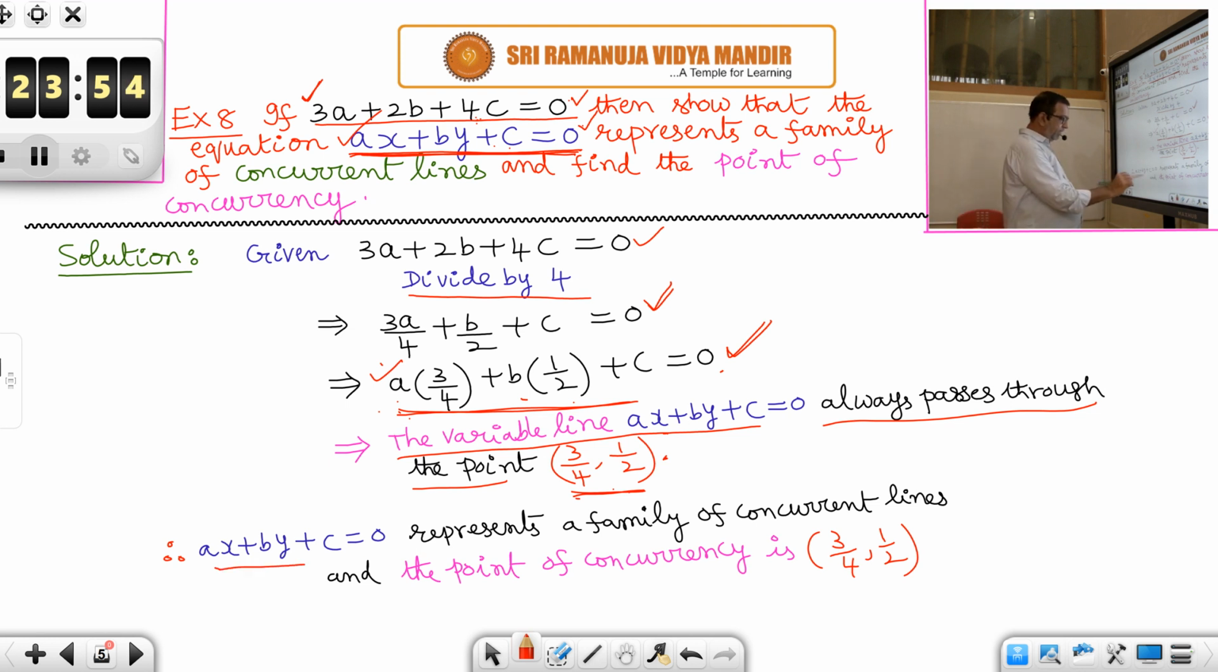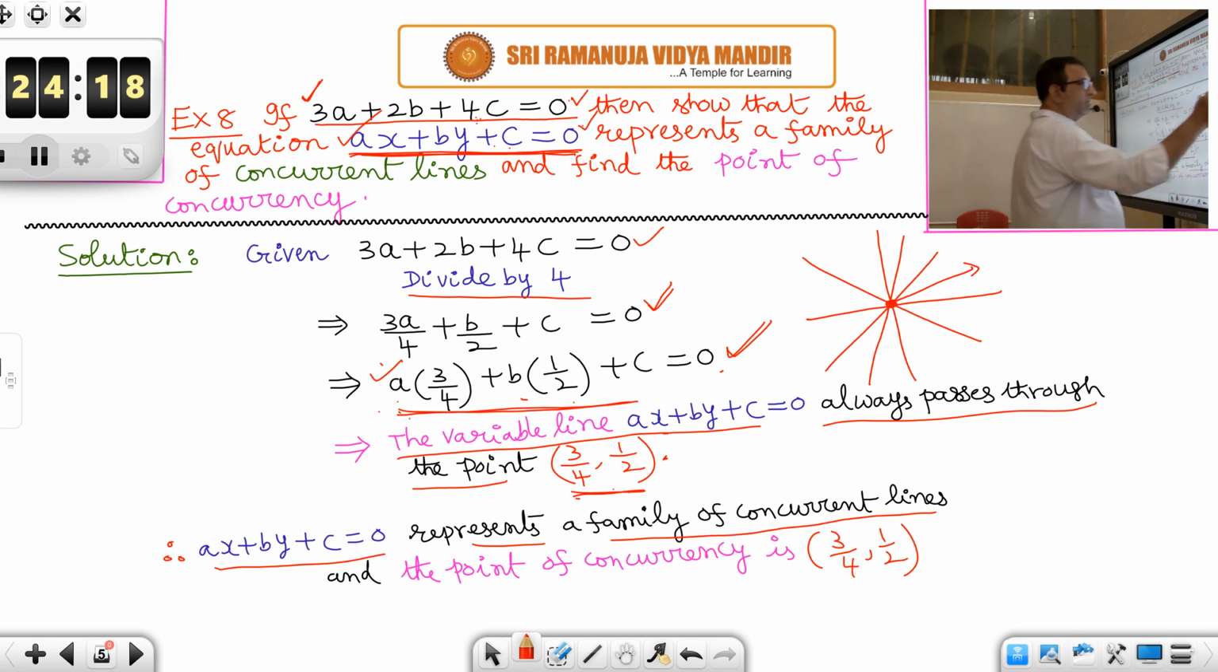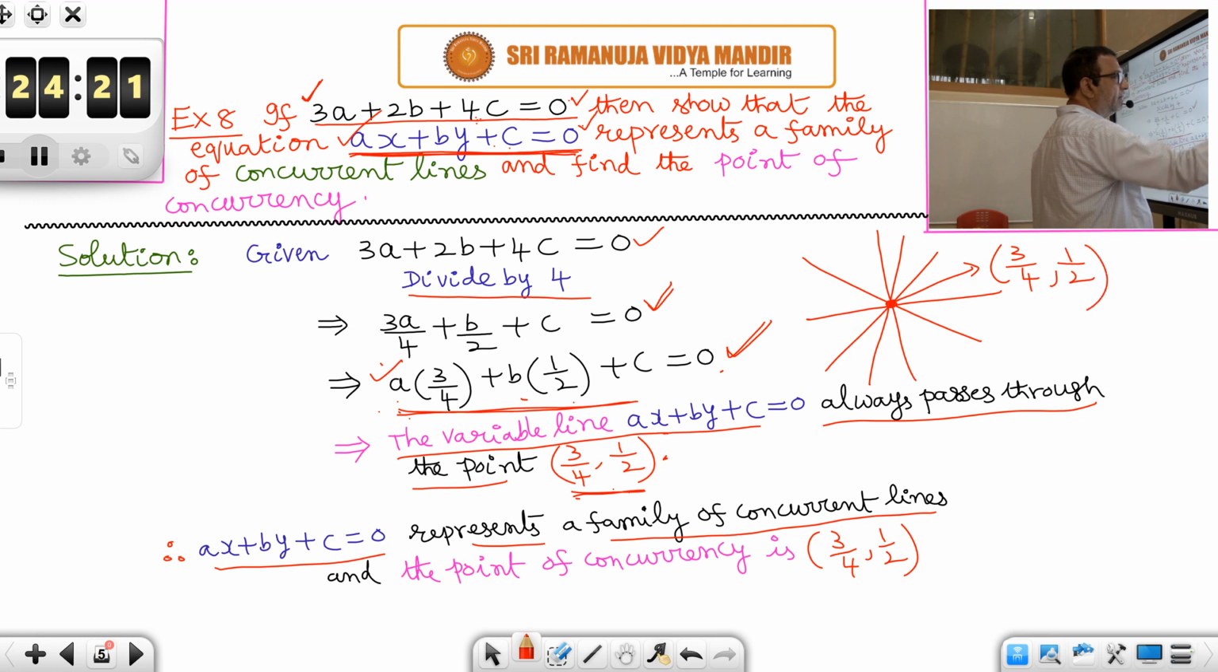So therefore finally, I have written here ax plus by plus c is equal to 0 represents a family of concurrent lines. I said a family of concurrent lines because it is not a single line, it is several lines, but all the several lines are concurrent. And what is that point of concurrency here? It is 3 by 4 comma 1 by 2. The point of concurrence is 3 by 4 comma 1 by 2.